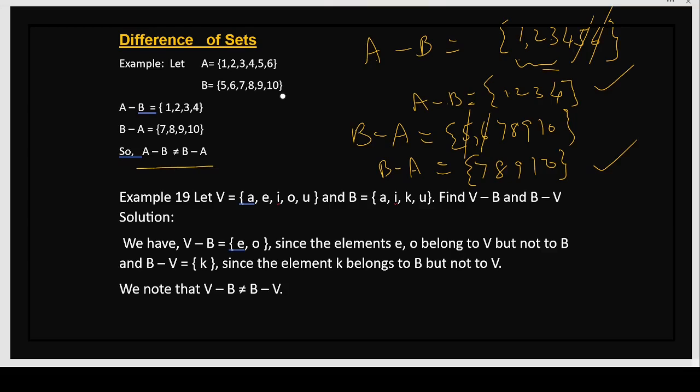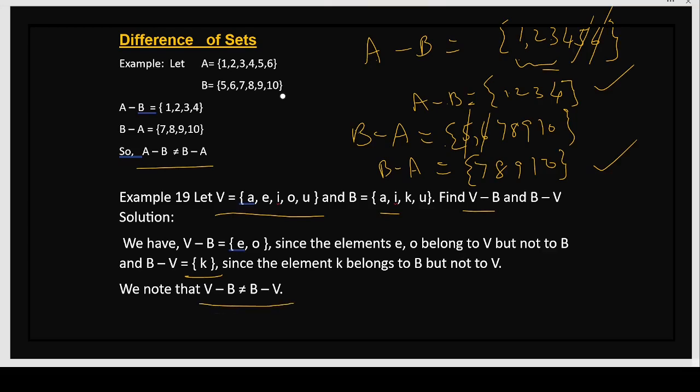Another example you can say: A is AEIOU. Another example is this, B is AAKU. What is A minus B? Simple. E and O. Since the elements E, O belong to A but not B, that is A minus B. And what is B minus A? B minus AIU: AIU you remove, left out is only K. This is the one. Also, A minus B is not equal to B minus A.